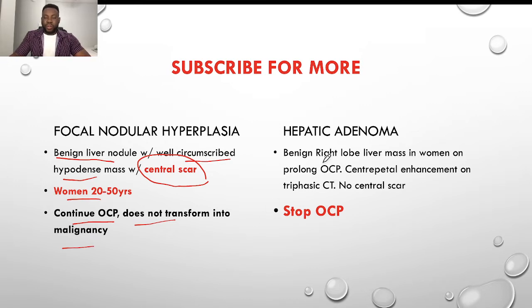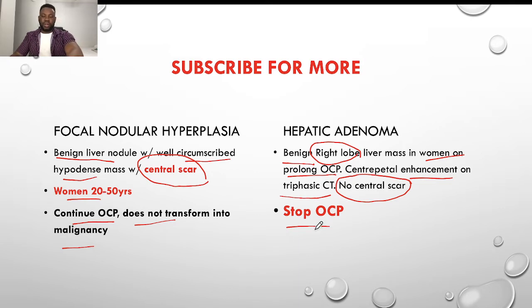Hepatic adenoma is also a benign liver mass, usually on the right lobe of the liver. It's going to be in a woman who has been taking OCP for a very long time. These people should stop OCP. And this mass has centripetal enhancement on triphasic CT, and there is no central scarring. If there is no central scarring, they should stop taking OCP. Okay.